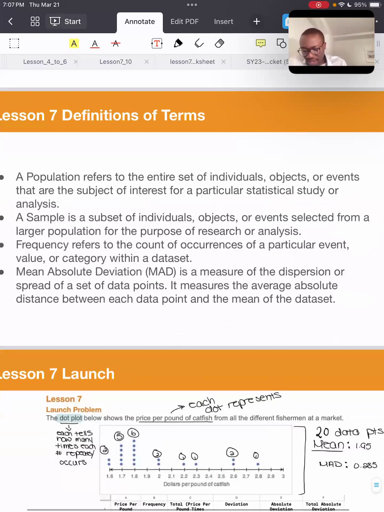And here we have mean absolute deviation. This is the measure of dispersion or spread of a set of data points. It measures the average absolute distance between each data point and the mean of the dataset. So as I had explained in class, this is the absolute difference between a given data point and the mean. That means it has no sign.